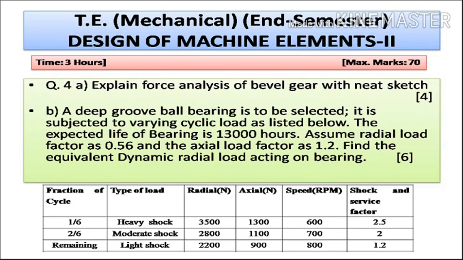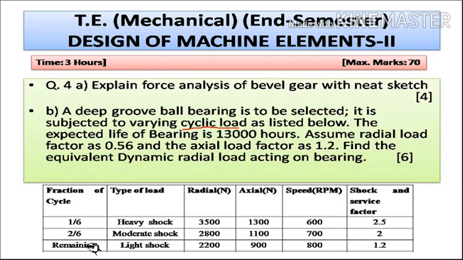Then there is question number 4b. In this there is a numerical on bearing. So we'll see first of all this numerical statement. A deep groove ball bearing is to be selected from the manufacturer's catalog, but this bearing is subjected to varying cyclic load, and that loading is specified here.